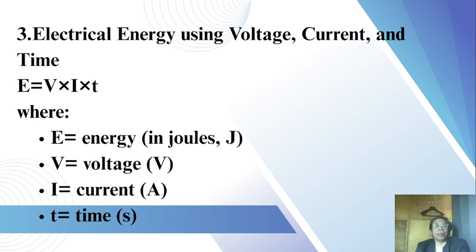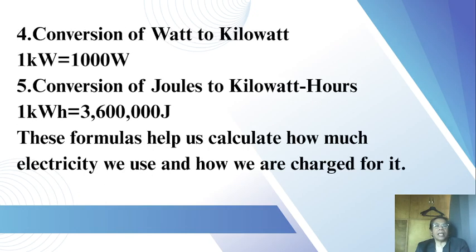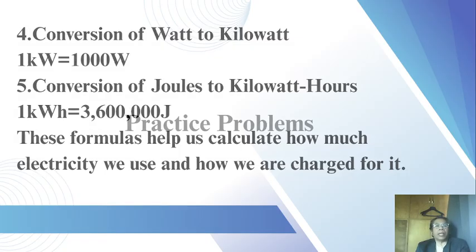Formula number 3, electrical energy using voltage, current, and time: E is equal to V times I times T, where E is energy in joules, V is voltage, I is current, and T is time in seconds. Number 4, conversion of watt to kilowatt: 1 kilowatt is 1,000 watts. Number 5, conversion of joules to kilowatt hours: 1 kilowatt hour is equal to 3,600,000 joules. These formulas help us calculate how much electricity we use and how we are charged for it.